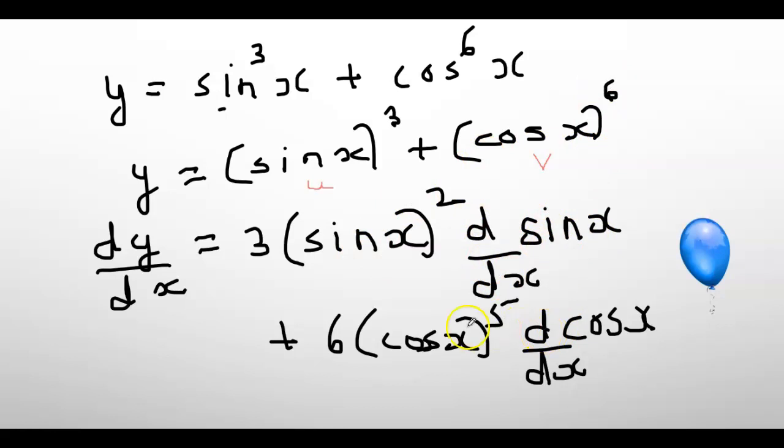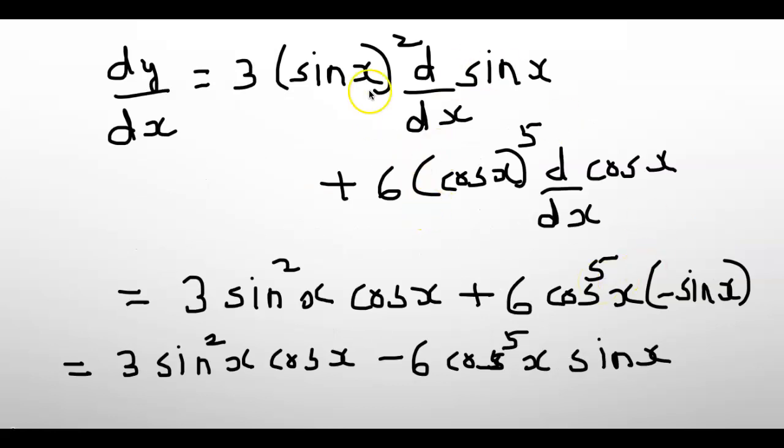Derivative of v raised to 6 is 6v raised to 5 into dv by dx, that is 6 into (cos x) raised to 5 into d dx of cos x. Instead of x, whatever you have, apply the formula and then multiply by derivative of that. That's the logic we use. So that is 3 sin squared x, derivative of sin x is cos x, plus 6 cos raised to 5x, derivative of cos x is minus sin x. So I can write it as 3 sin squared x cos x minus 6 cos raised to 5x sin x.